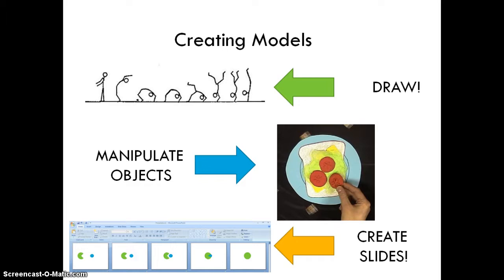Or you could actually create slides. You can see here that each slide is a little bit different. So if I were to play them in sequence, it would appear as if this little Pac-Man was eating that blue dot. So those are your three options for creating your models. Drawing a series of pictures, manipulating physical objects, or actually creating slides using shapes.